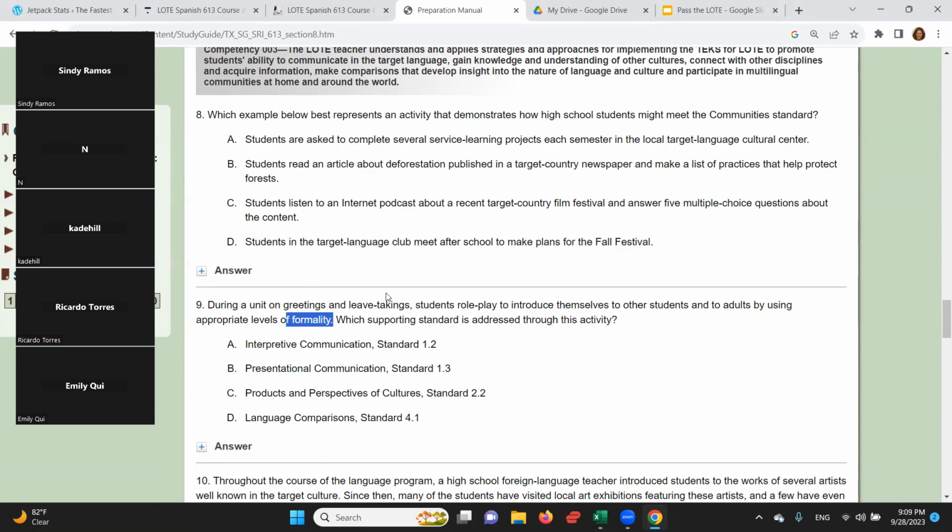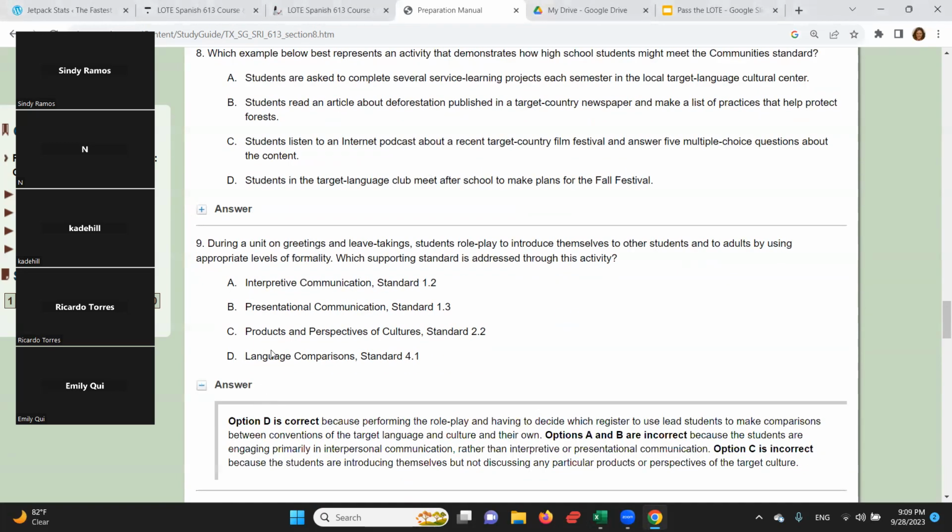So if they're doing greetings and leave takings and they're role playing, introducing themselves, would it be interpretive communication where they're understanding, presentational where they're presenting products and perspectives of cultures, or language comparisons? This one's really tricky. Yeah, I can tell some of you have really analyzed this or already looked at this, because this one, it doesn't seem like language comparisons to me, but that's the correct answer.